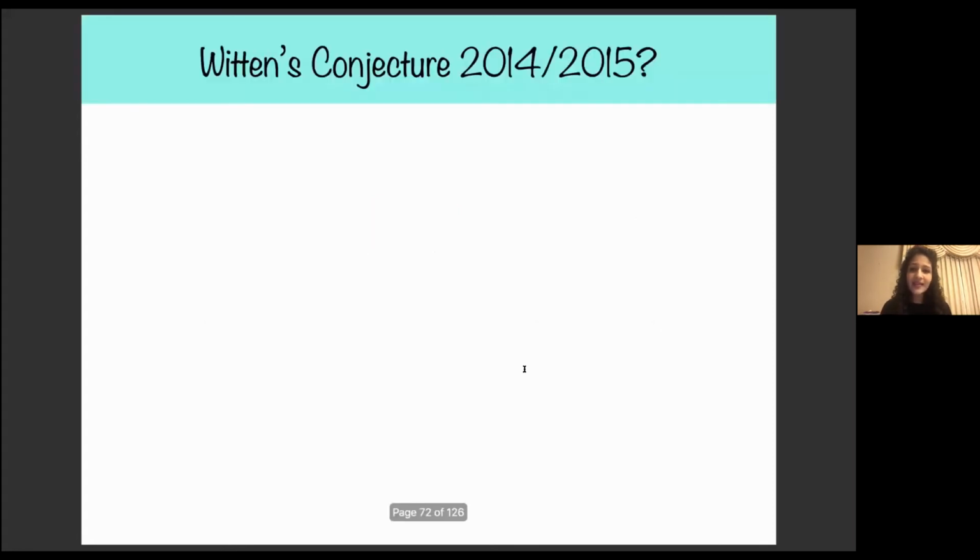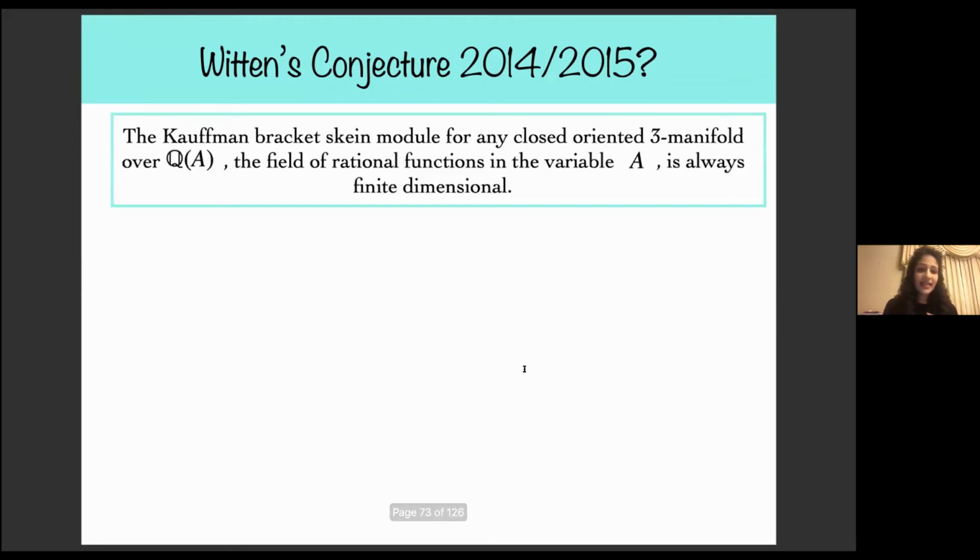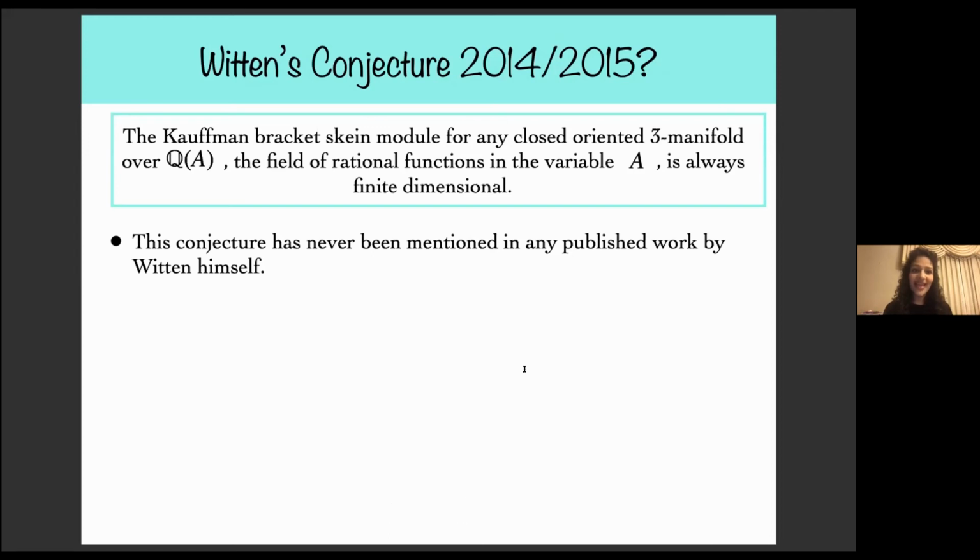And the answer is yes. So this was conjectured by Edward Witten, who's a theoretical physicist and Fields medalist. The conjecture is that the Kauffman-Brackes Skein module of any closed oriented 3 manifold over the field of rational functions in the variable A is always finite dimensional. And this was conjectured sometime in 2014 or 15. No one knows why, when exactly, because this conjecture has never been mentioned in any published work by Witten himself.